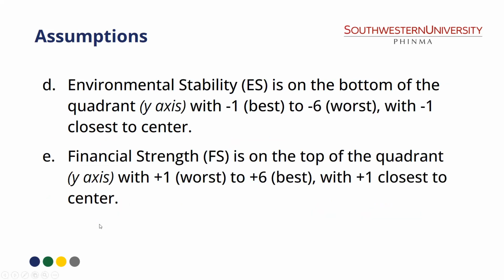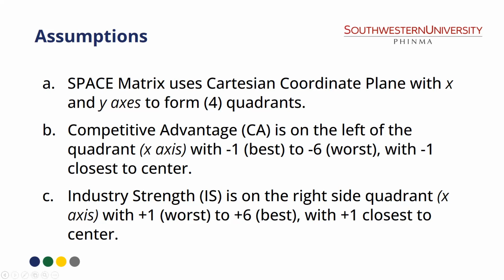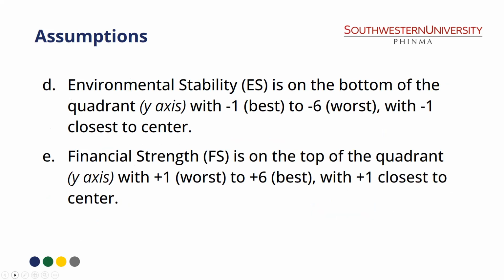Environmental stability is on the bottom of the y-axis, with -1 best to -6 as the worst, -1 closest to the center. Financial strength is on the top of the y-axis, with +1 worst to +6 best, with +1 closest to the center. So if you can imagine it right now, financial strength is at the top, environmental stability is at the bottom, competitive advantage is on the left of our axis, and industry strength is on the right.